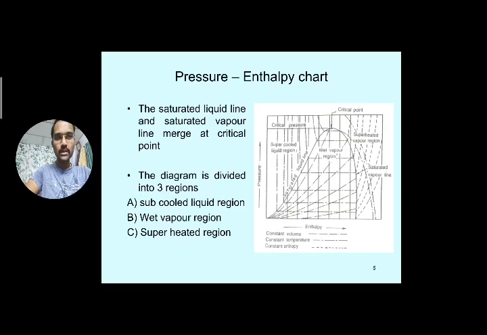Subcooled liquid region means the fluid or refrigerant you are taking is completely in the form of liquid. Within this curved region, below the curve, is the wet vapor, which means a combination of liquid plus vapor. Whereas the superheated vapor means it has crossed the saturated stage of vapor, and the vapor present in this region is in superheated form at the superheated temperature.